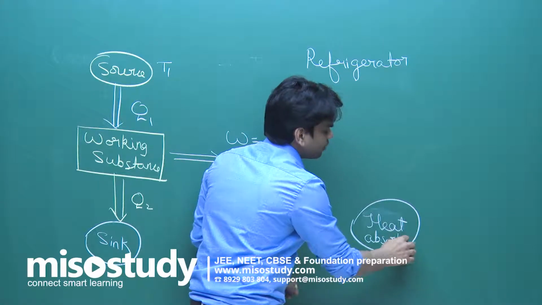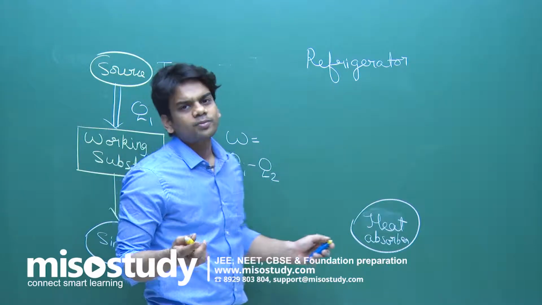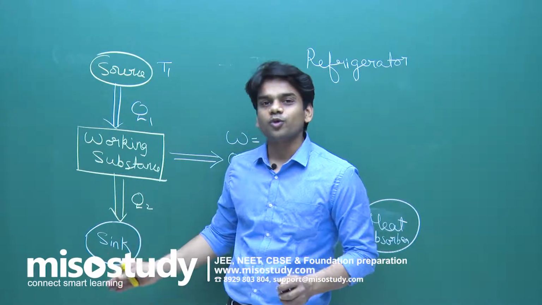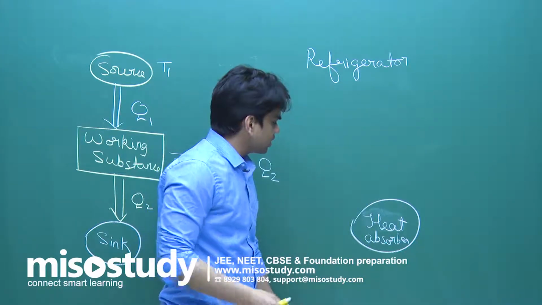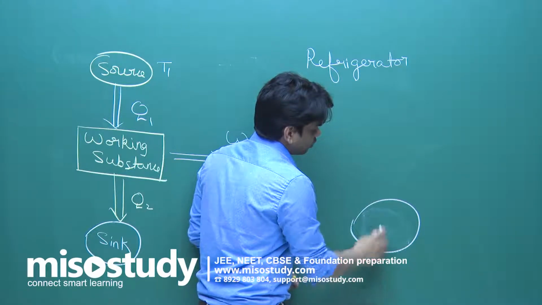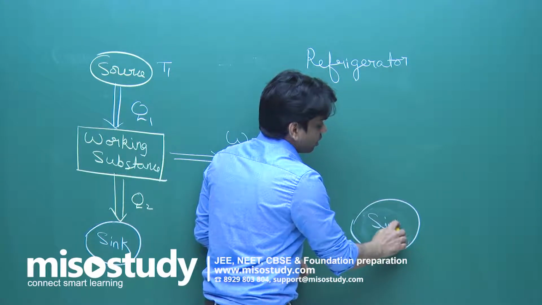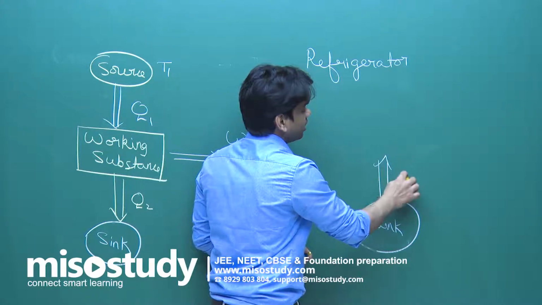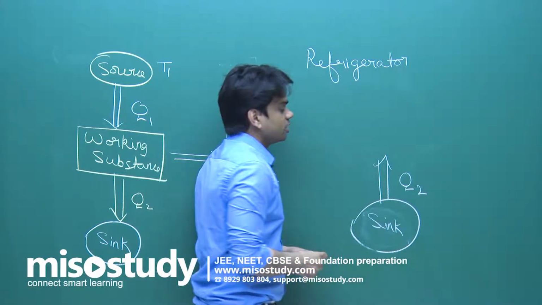Or if you can go ahead with the sink, it will be the better term, because we have the sink here to which heat is rejected. So let us go ahead with the sink term, that will be far better. Heat absorber is not suiting this term. So let's use sink. Now from the sink you are taking some amount of heat energy Q2.